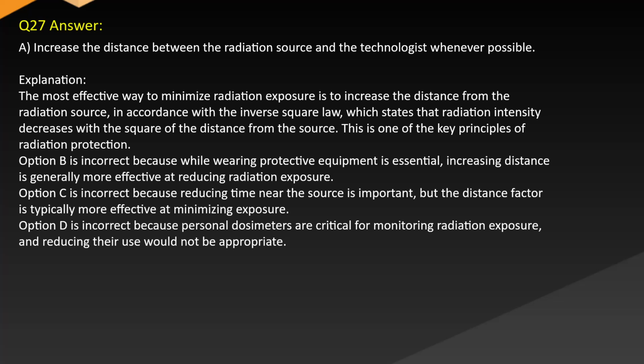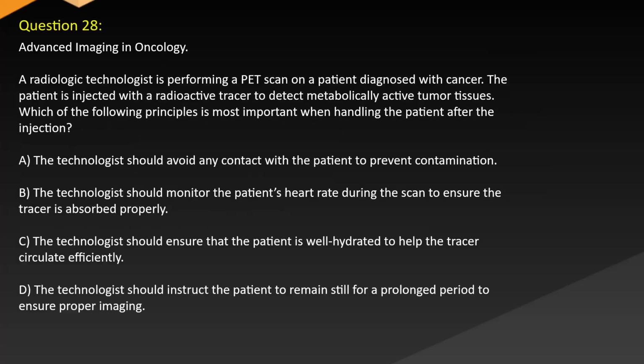Option B is incorrect because while wearing protective equipment is essential, increasing distance is generally more effective at reducing radiation exposure. Option C is incorrect because reducing time near the source is important, but the distance factor is typically more effective at minimizing exposure. Option D is incorrect because personal dosimeters are critical for monitoring radiation exposure and reducing their use would not be appropriate.